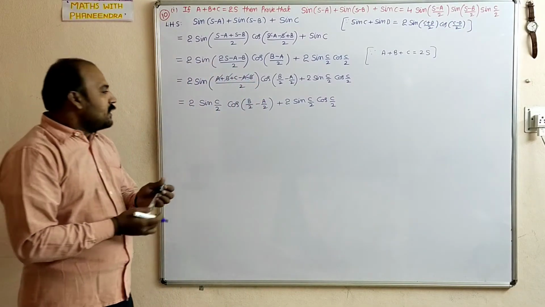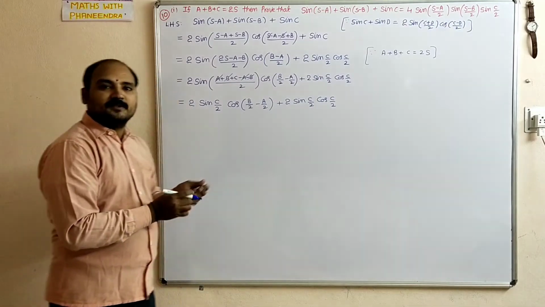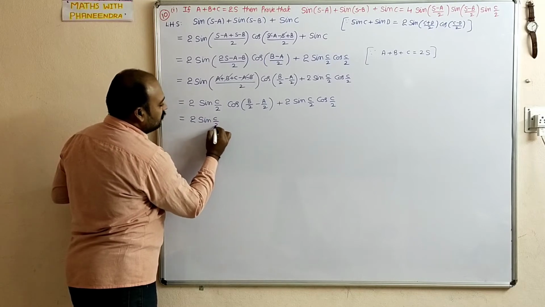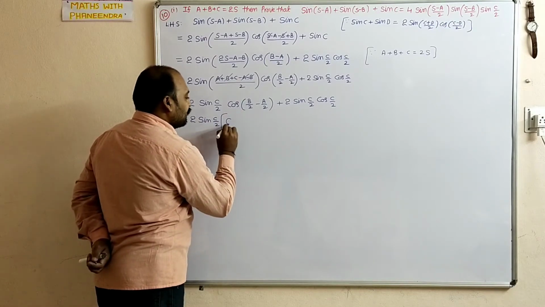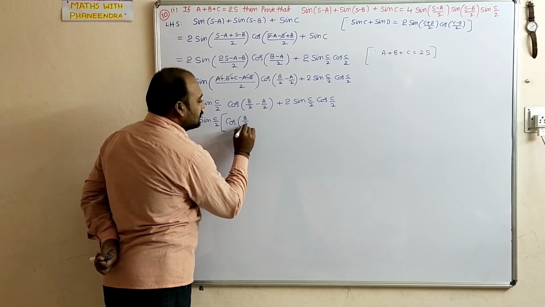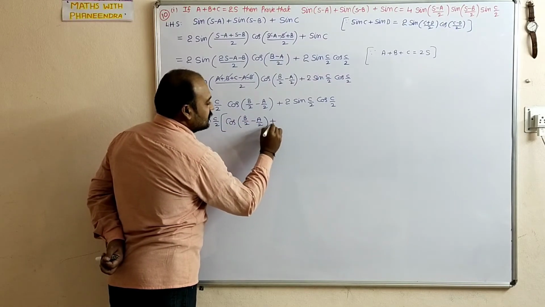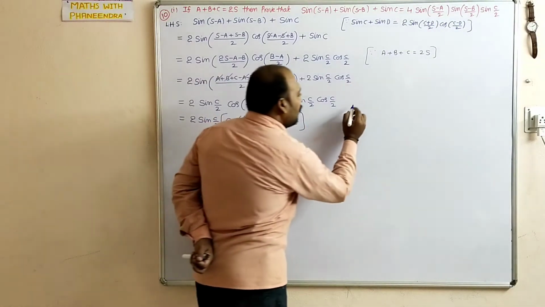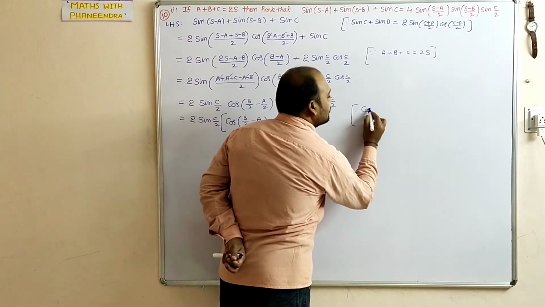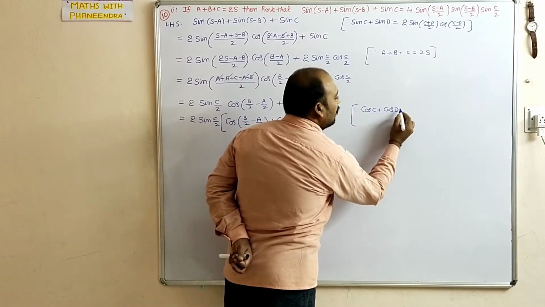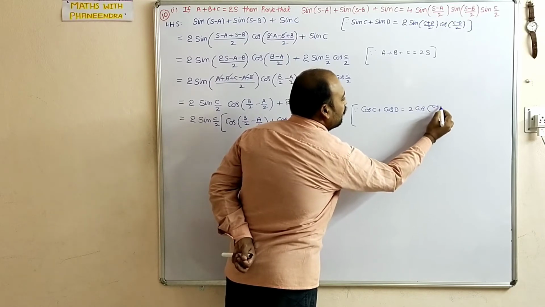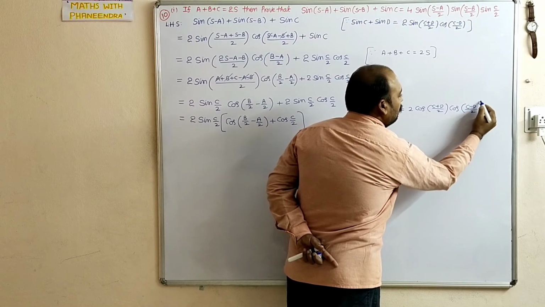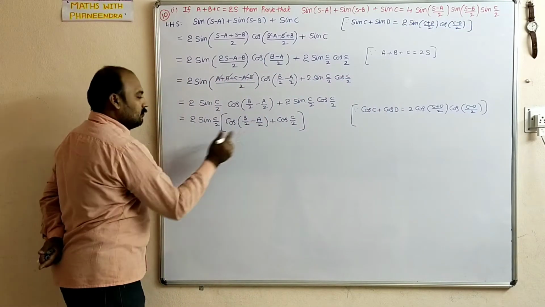Here we can take common 2 sin c by 2 in both the terms, which is equal to 2 sin c by 2, I am taking common. The rest of the terms: cos of b by 2 minus a by 2 plus cos c by 2. For this bracket value we are going to apply the cos c plus cos d formula: 2 cos of c plus d by 2 cos of c minus d by 2. So this is c, this is d.